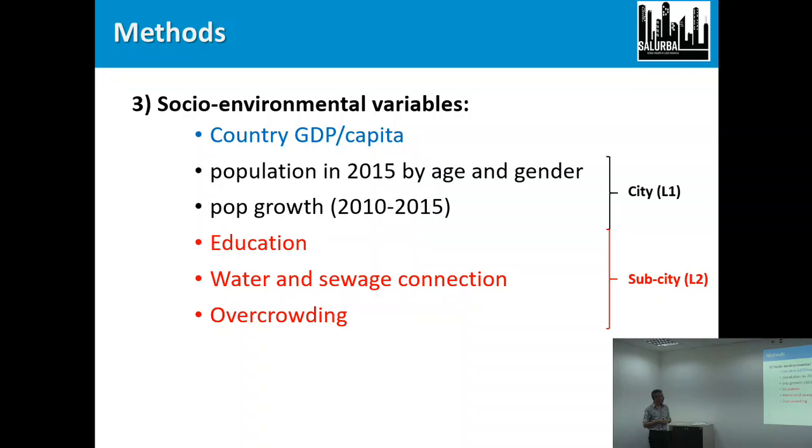So population at the city level, population 2015, population growth, education, water and sewage connection, and overcrowding at the sub-city level, a smaller unit.